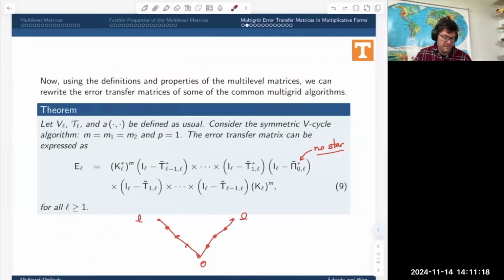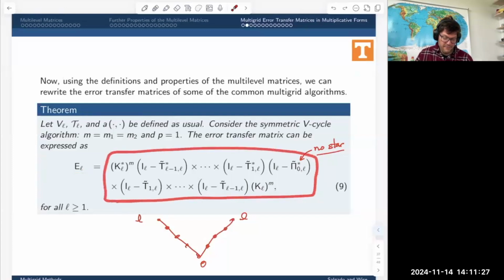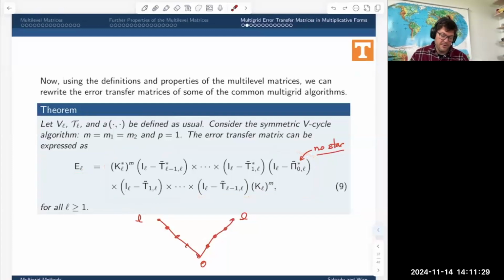after skipping a few steps, we can rewrite this error transfer matrix for the V cycle in this convenient form. Okay, this is not a recursive form anymore. It's kind of recursive, but at least it's not recursively defined. It's just a product of a bunch of matrices.